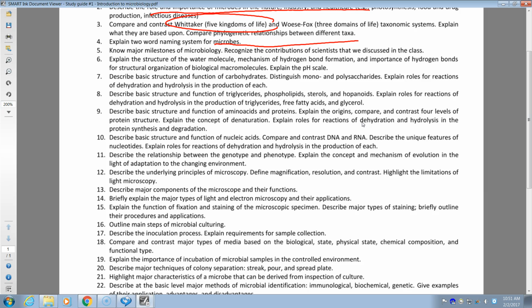pH scale. All you have to know, 7's neutral, above 7 basic, below 7 acidic. Period. You don't have to know the pH of Coca-Cola, which is 2.5, by the way. It's more acidic than your stomach.